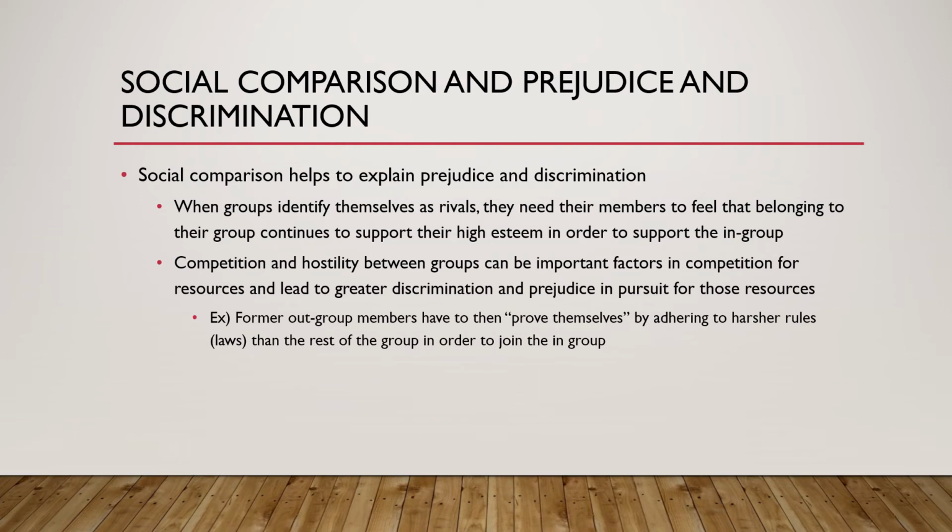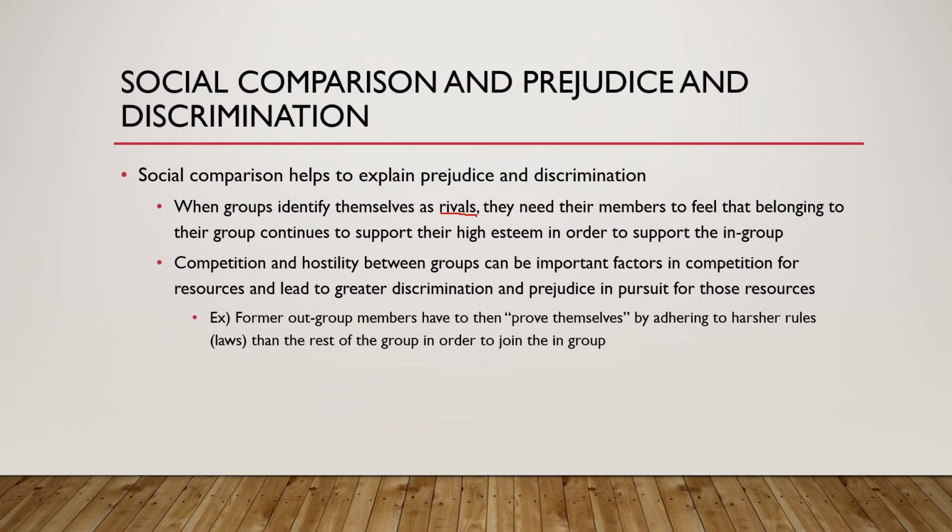Now, like I said earlier, oftentimes our social cognitions for prejudice and discrimination can come into play with this particular theory. And social comparison in particular helps us to explain prejudice and discrimination. When we identify ourselves as rivals to another group, we often need our members to feel that belonging to that particular group continues to support their high self-esteem in order to support the in-group. And so this competition and hostility can sometimes be important factors in competition for resources and lead to greater discrimination and prejudice in pursuit of those resources.